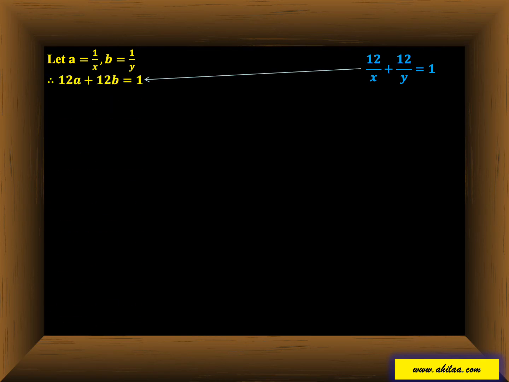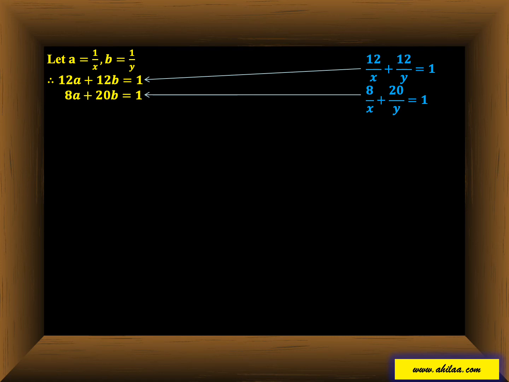Since the variables are in the denominator, let us consider small a as 1 by x and small b as 1 by y. So our previous equation 12 by x plus 12 by y equal to 1 will turn as 12a plus 12b equal to 1. Just substitute 1 by x equal to a and 1 by y equal to b. So similarly, the next equation 8 by x plus 20 by y equal to 1 turns as 8a plus 20b equal to 1.